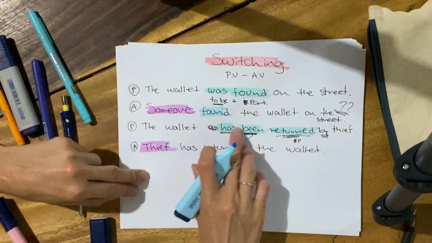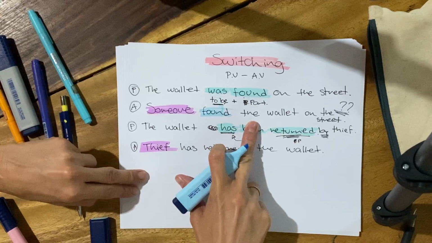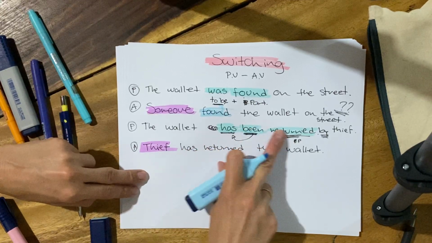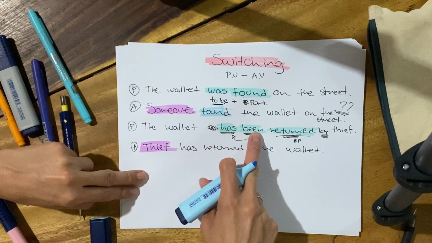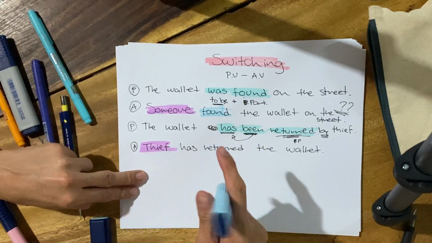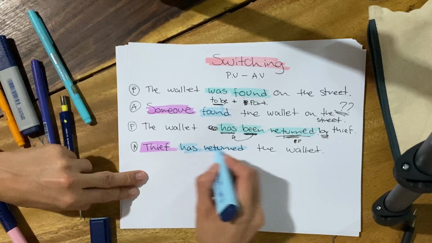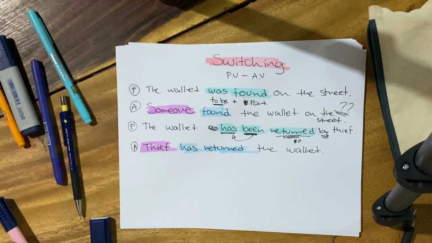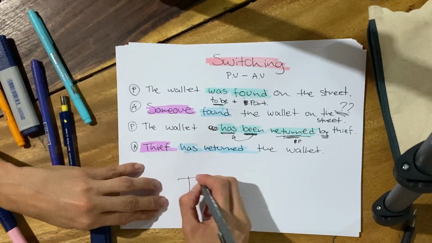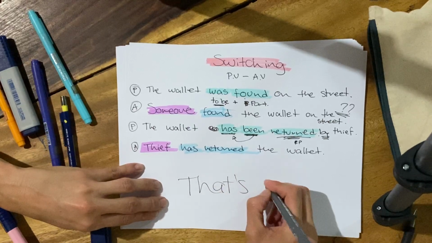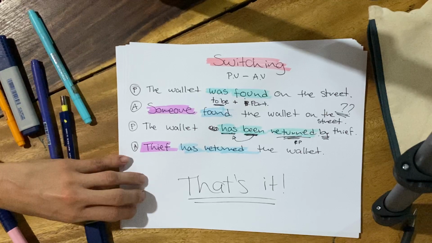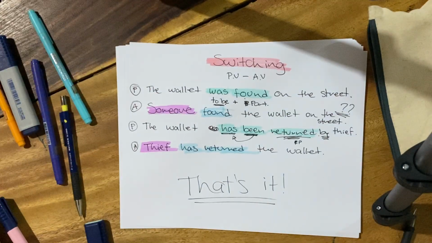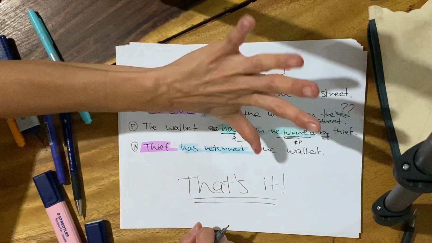And the same thing here, has been returned. We need to eliminate the verb to be and change the tense to what the verb to be was, present perfect. So I have to change to present perfect in this case. And then the wallet. So that's it. We're gonna do the first 5 exercises on every exercise of the book. So only the first 5.